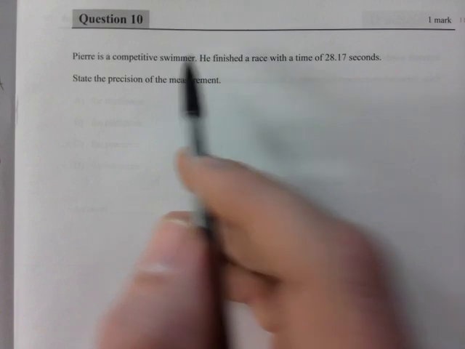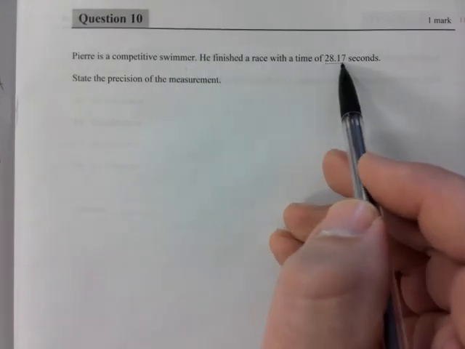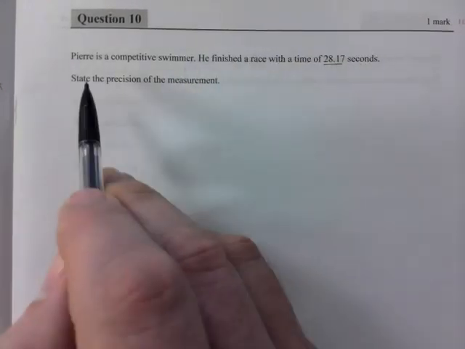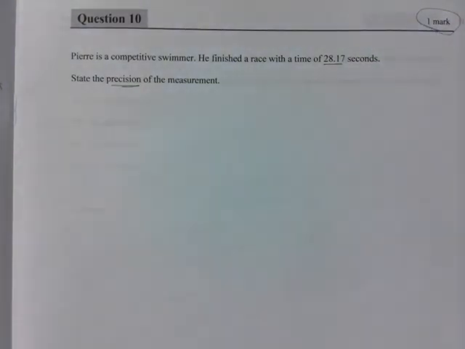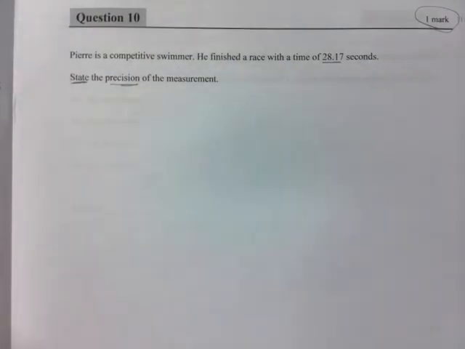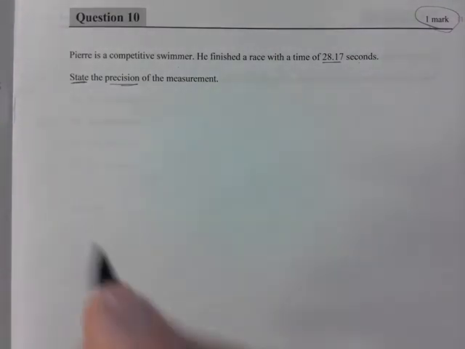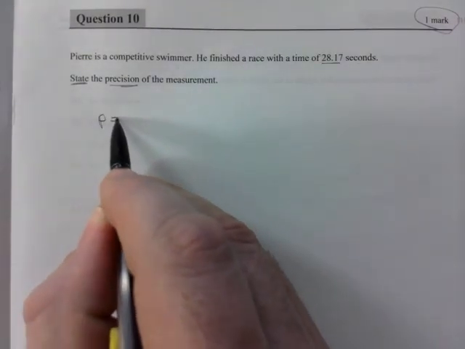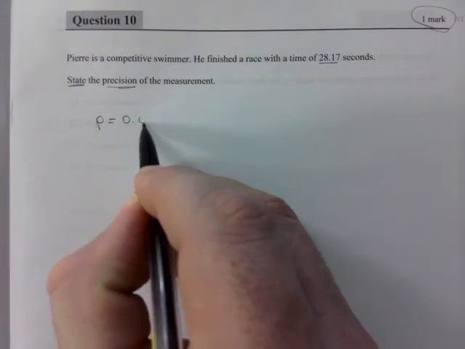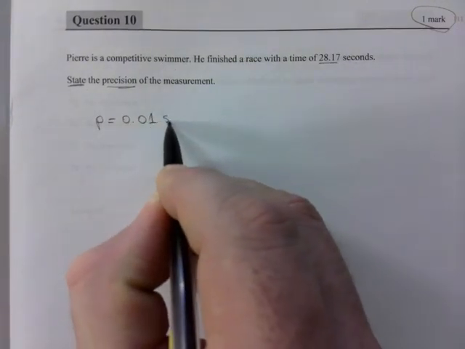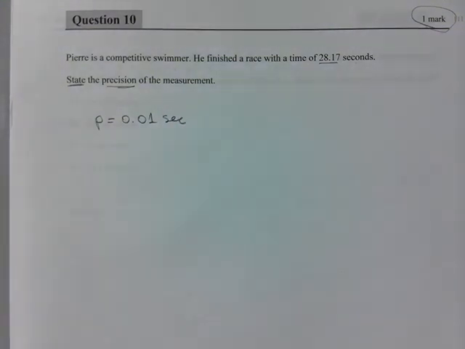So the competitive swimmer, the time is 28.17 seconds. State the precision. 1 mark. Look at the top corner. So this is just, and remember, state, you're not calculating. You're really just looking. So precision is 0.01 of a second. So you got to make sure you have units there.